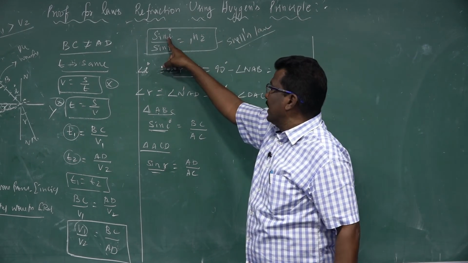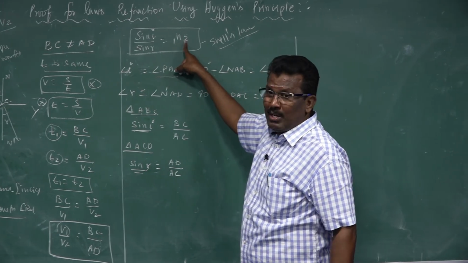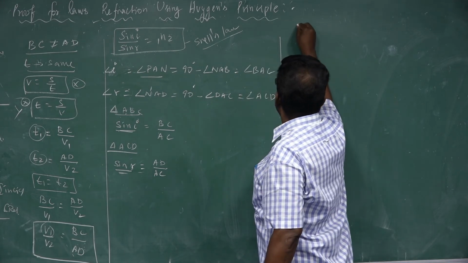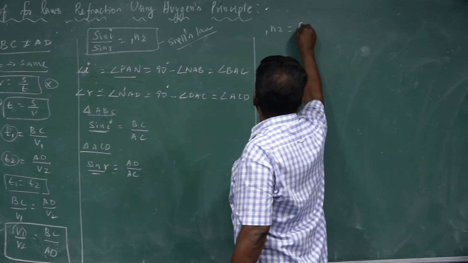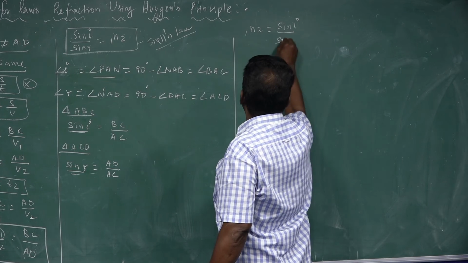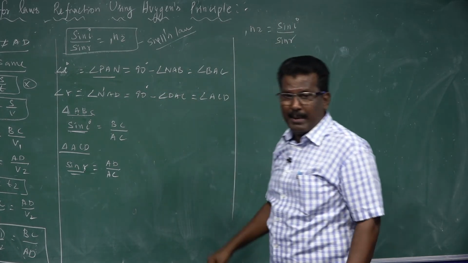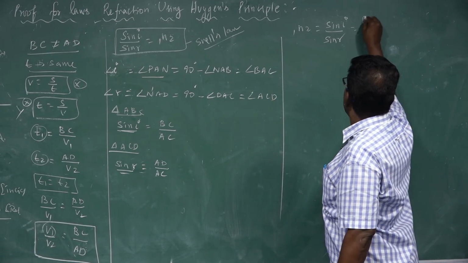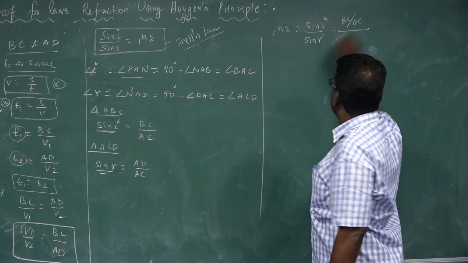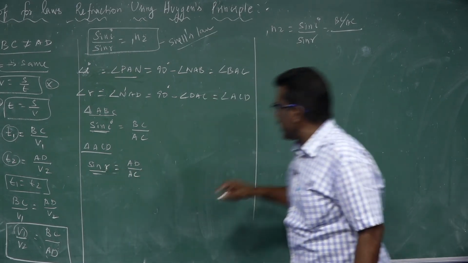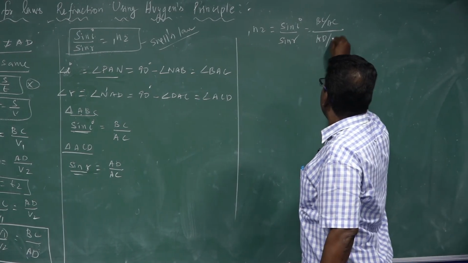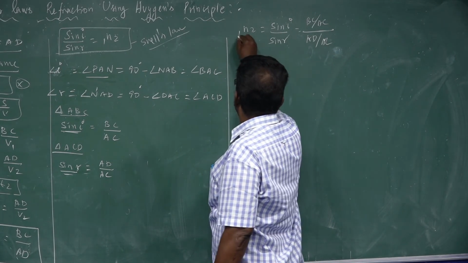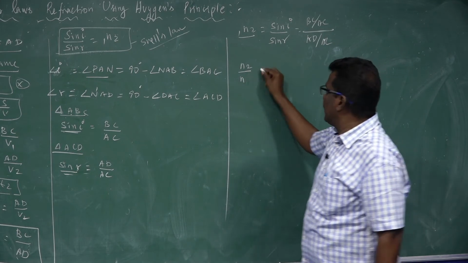Snell's law: the sine of the angle of incidence to the sine of the angle of refraction is equal to the refractive index of the second medium with respect to the first medium. Here, n21 is equal to sin i by sin r. What is sin i? It is BC by AC. Sin r is AD by AC. So this could be written as n2 by n1.